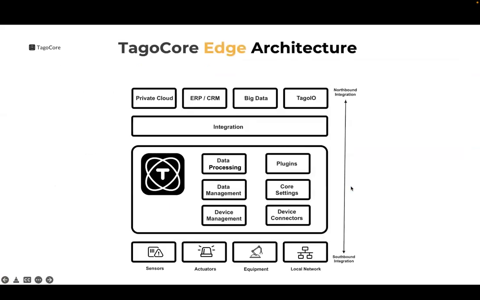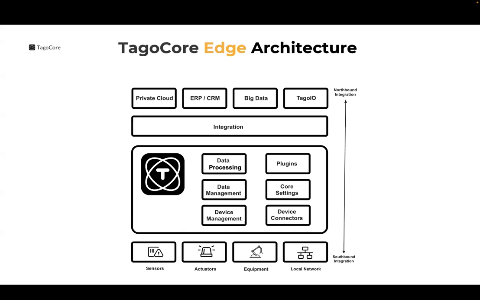So let me show quickly here the architecture of the Targo Core. In this case, we show it when applied on the edge. Okay, so Targo Core is in the middle. So these are the key things that you have. You have data processing. So for those who know Targo IO, have in mind that the scripts that run in JavaScript, for example, that you have on Targo IO on the cloud today can be used here and run locally.